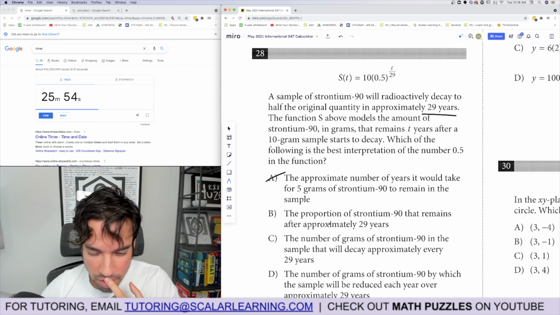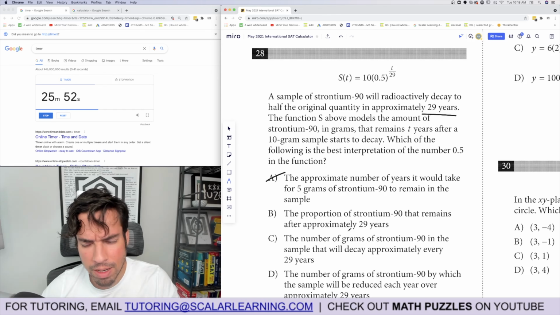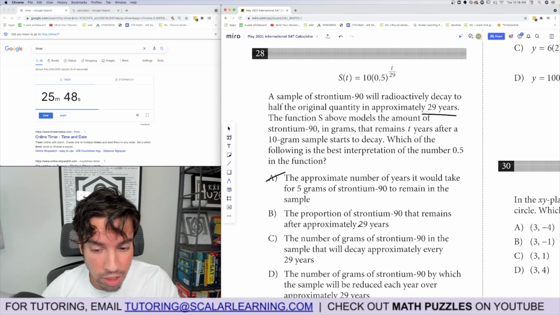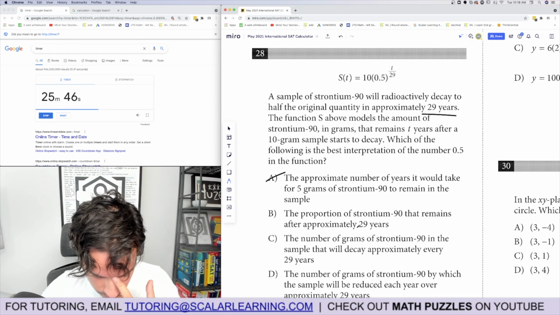Kind of be proportion. I mean, fraction might be a better word, or percentage. I don't know. It is that. I just don't like that word proportion.